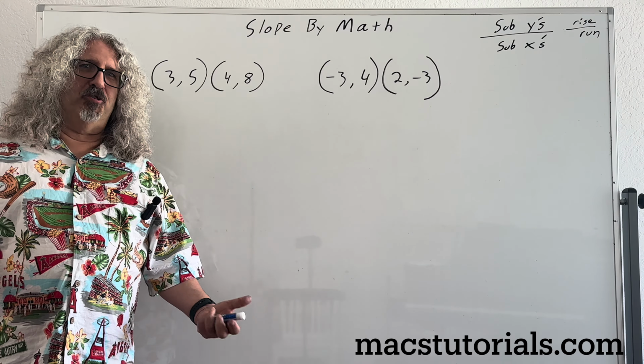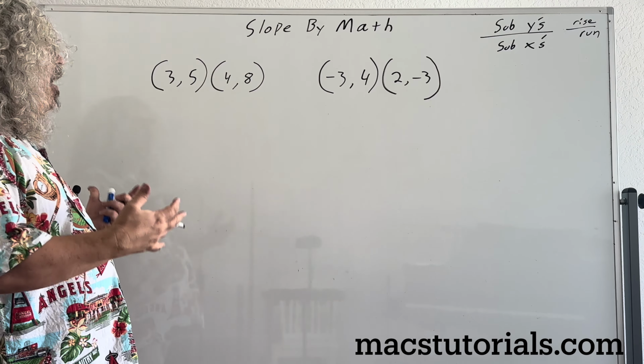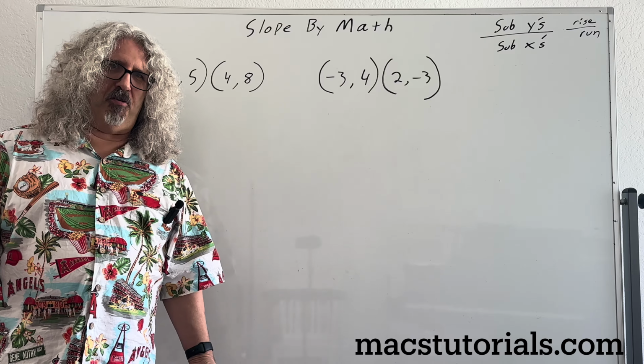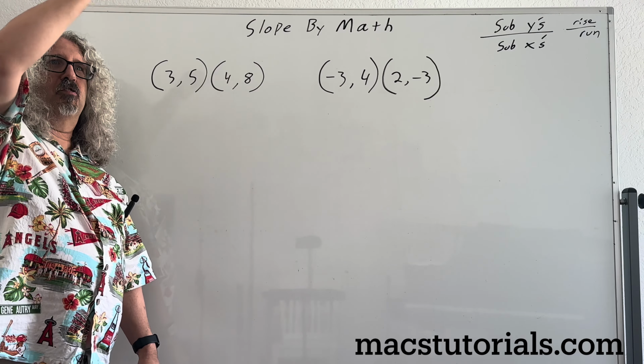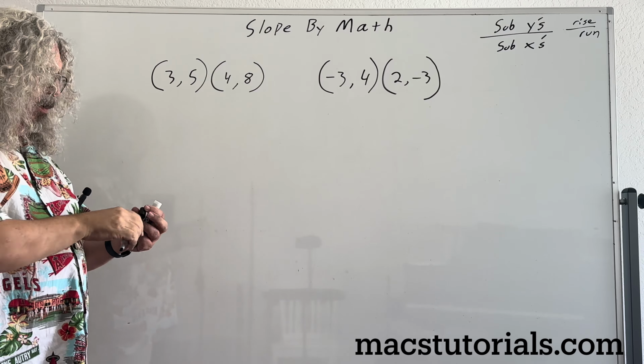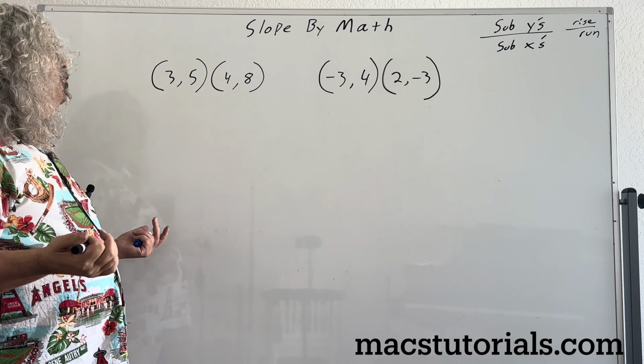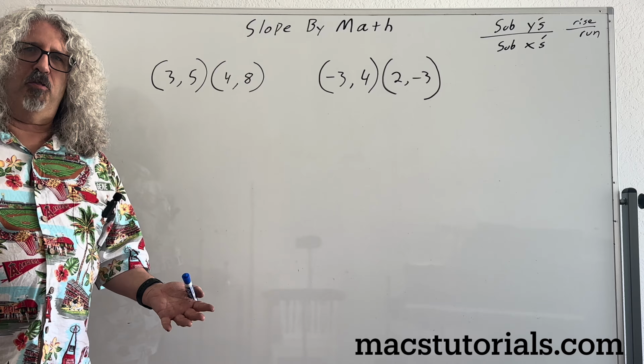Okay, now we're given a situation where we don't see a graph and we have to just use math to figure out what the slope is. Of course, you could always make a graph, put the two dots and go rise and run, and you could figure it out that way. But aside from making a graph, let's figure out a different way to do it, because there is a math way to do that.